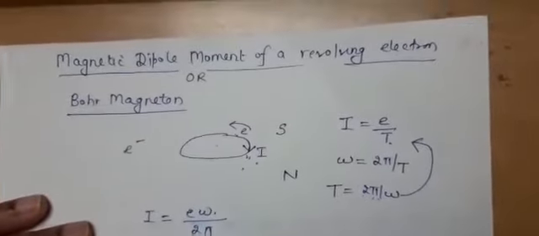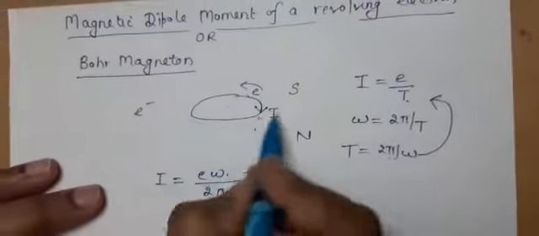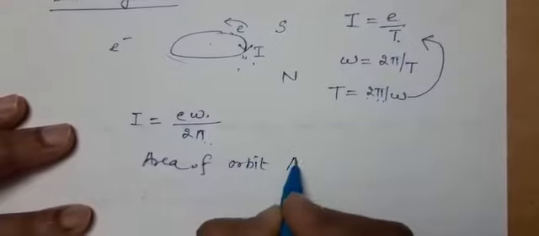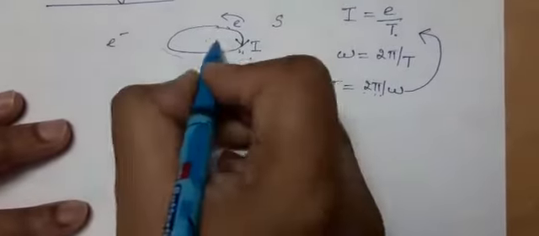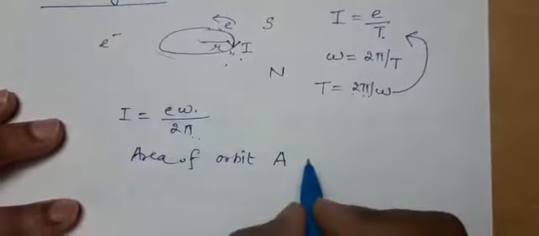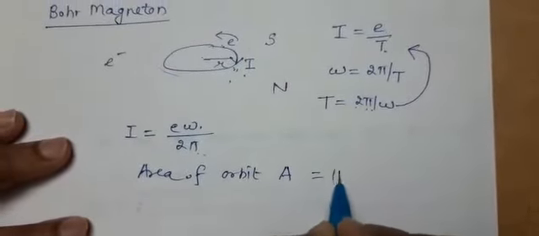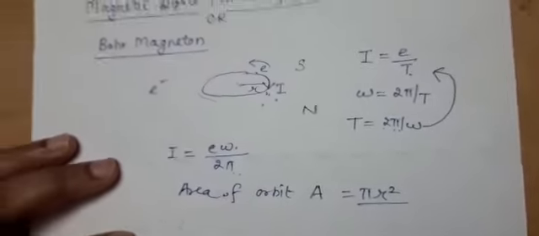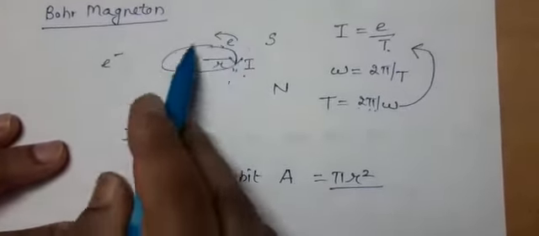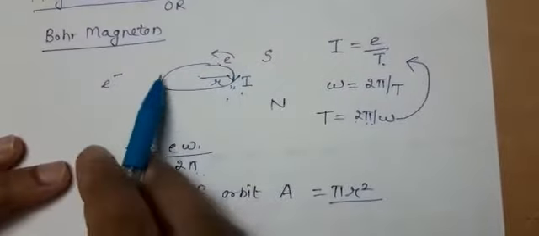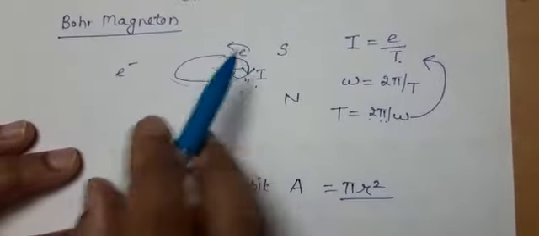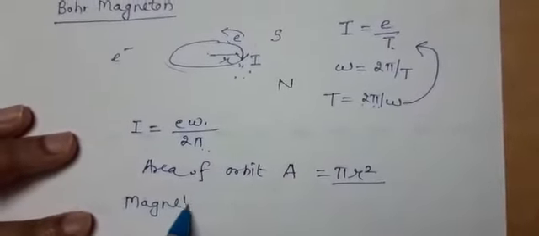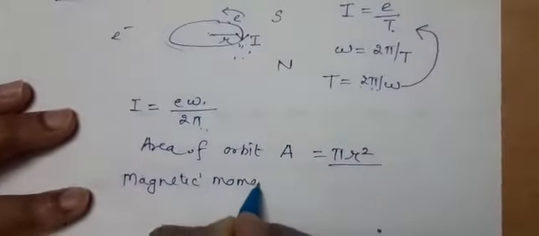Now as we are taking this loop, let me represent the area of this orbit by A. If r is the radius of this orbit, then pi r square will be its area. Now as current is flowing in this loop due to the movement of the electron, it will have a magnetic dipole moment. So what will be the magnetic moment of the atom?